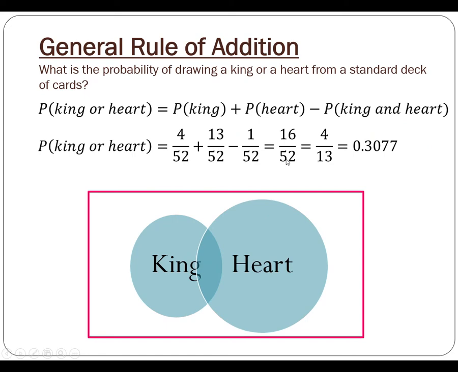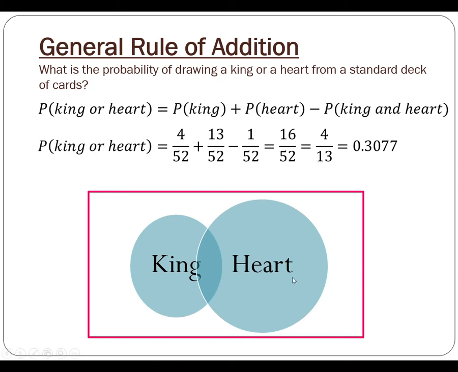And if you took a deck of cards and pulled out all the kings and hearts, you'd find that there's 16 of them out of the total of 52 cards. That reduces to 4 out of 13, or 0.3077, which again could be expressed as a percentage. 30.77% chance of drawing a king or a heart.